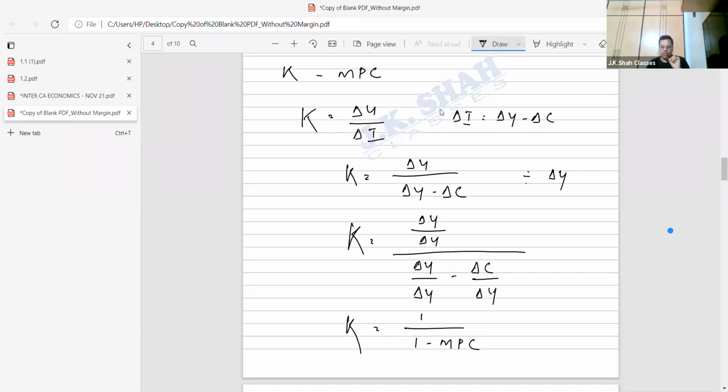The first thing you should remember, K is equal to 1 upon 1 minus MPC, or beta I can say K is equal to 1 upon MPS. How come MPS? Because MPC plus MPS gives me 1. So 1 minus MPC will be equal to MPS. Any doubts over here? Superb. Sri Prasanna, done, beta. And don't worry, beta. I'm here only.